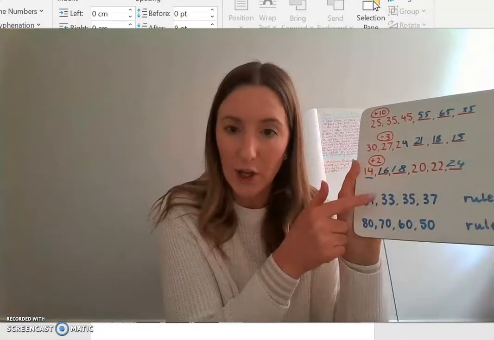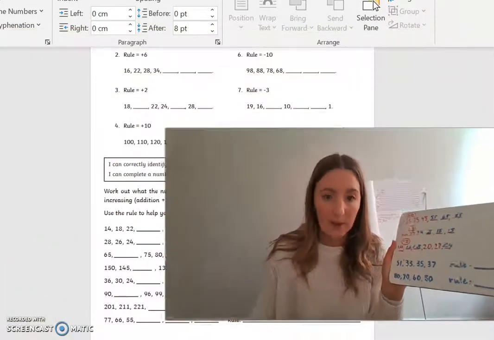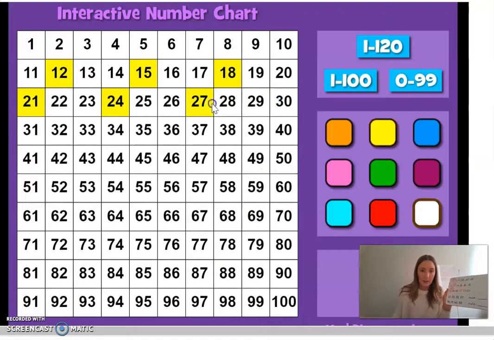So I've got 31, 33, 35, 37. So let's pop that into my hundreds chart. So I've got 31, 33, 35, 37. All right, let's see what's happening. Well, I can see that there's one missing in between. If I count on 31, 32, 33, I'm adding 2. So my rule, I'll write that in on my board, is add 2. But now I need to continue the pattern as well. So I'd write that in.